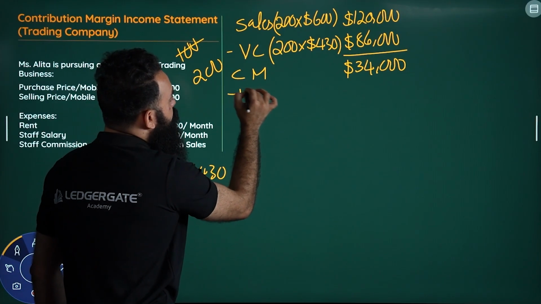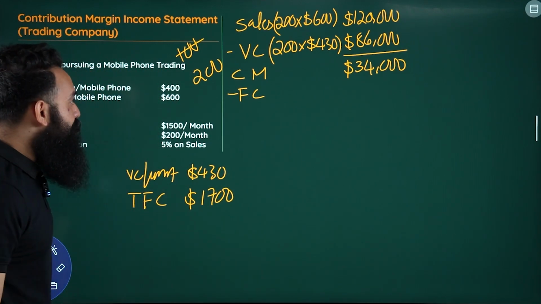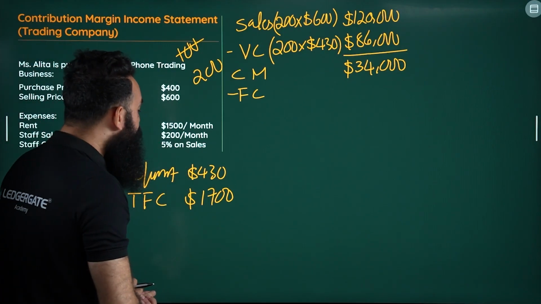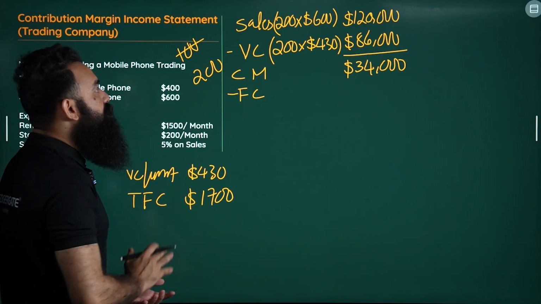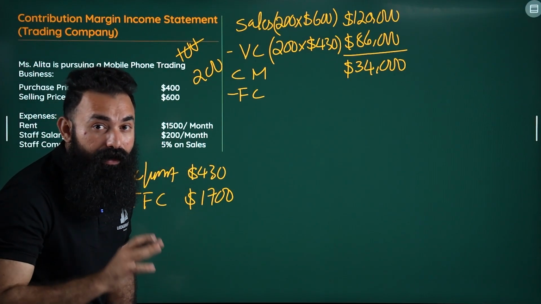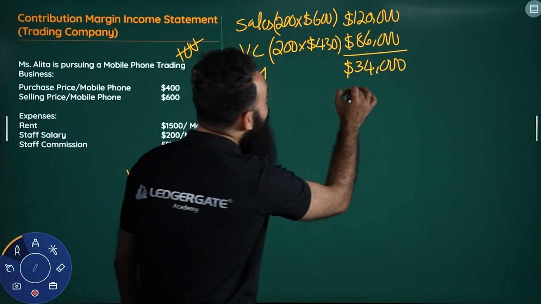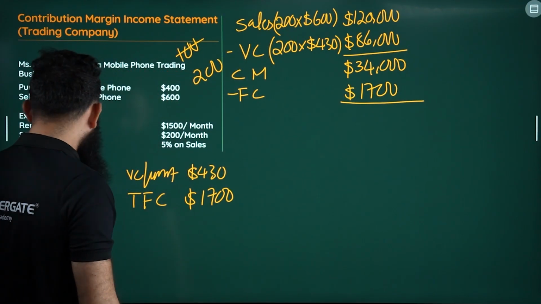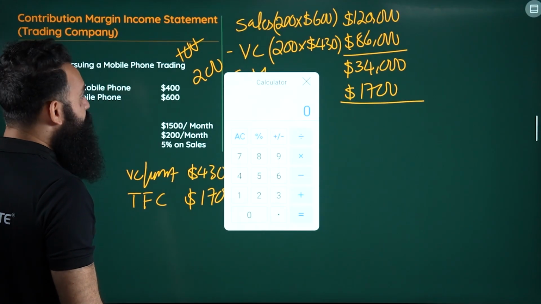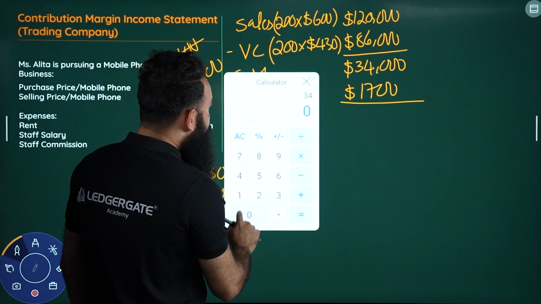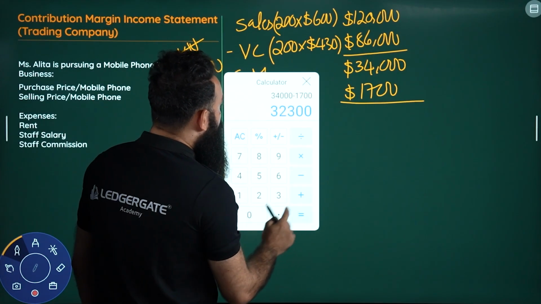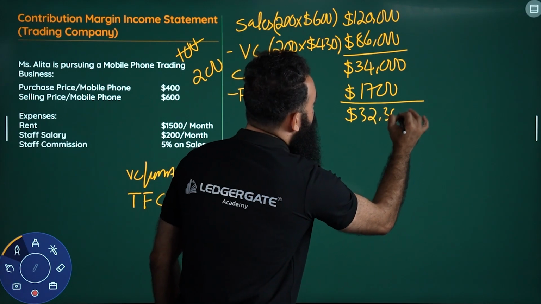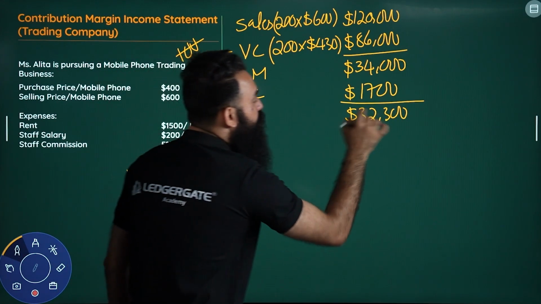From this contribution margin, we'll deduct fixed cost. As we know, in the previous case, if you are selling 100 units, our fixed cost would be $1,700. Now it's time to sell 200 units. Here also our fixed cost would be the same. That is $1,700. So when we deduct this 1,700 from 34,000, our profit would be 32,300.